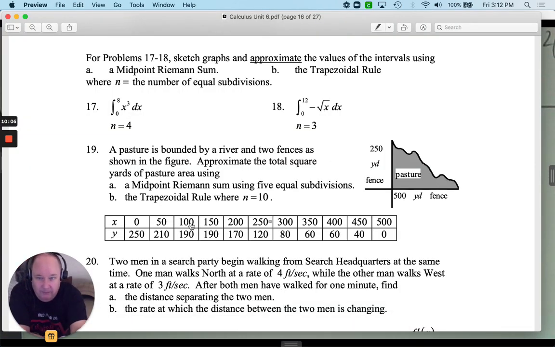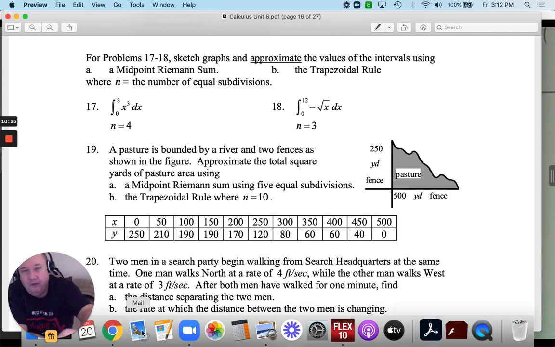Oh, and here's the table of values. So I'd have to use 50, so that's 210, 150, that's 190, 250, 120, 350, 60, and 450, that's 40. So that's using the middle.